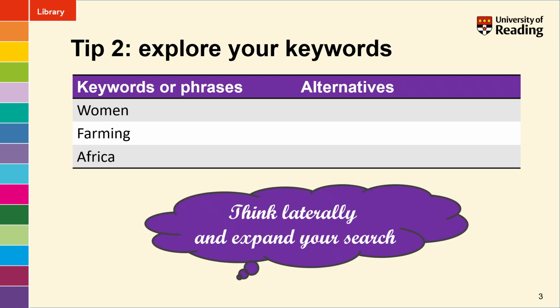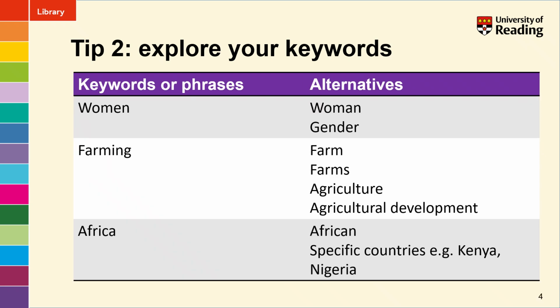Our second tip is about exploring your keywords, because the words that you've used in your title may not be the words people have used who are writing on this topic, so think laterally to expand your search. So looking at my keywords, I've picked out some alternatives, even just simple things like singular and plural forms of words, such as women and woman.